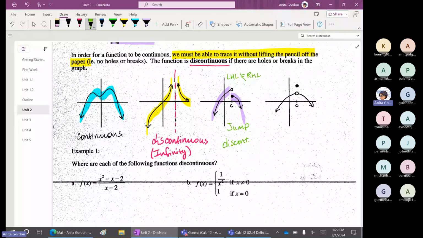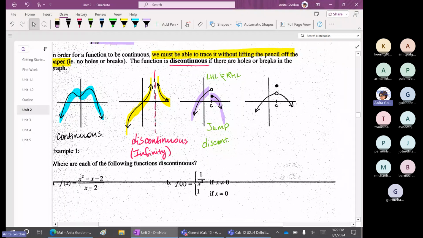So two out of the three conditions are met. The function exists, A is in the domain, and the left-hand and right-hand limits exist, but the left and right don't equal each other, and they don't equal the value of the function at that point.